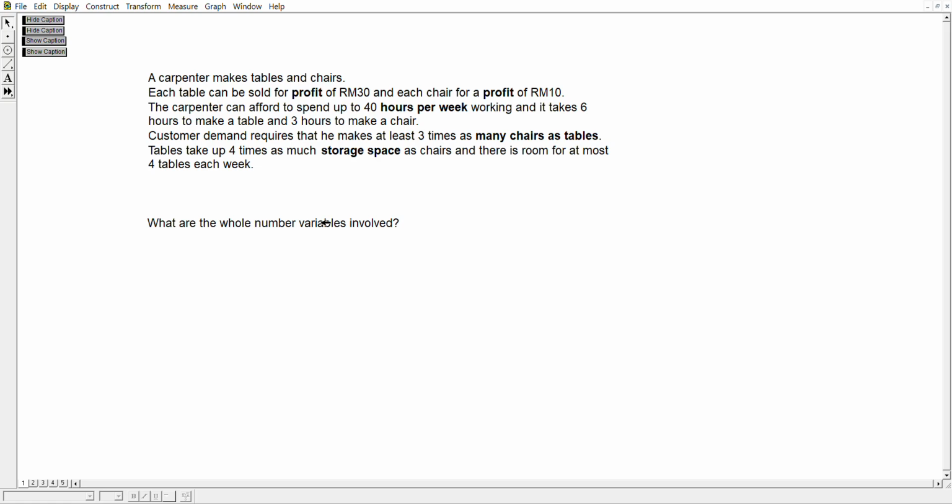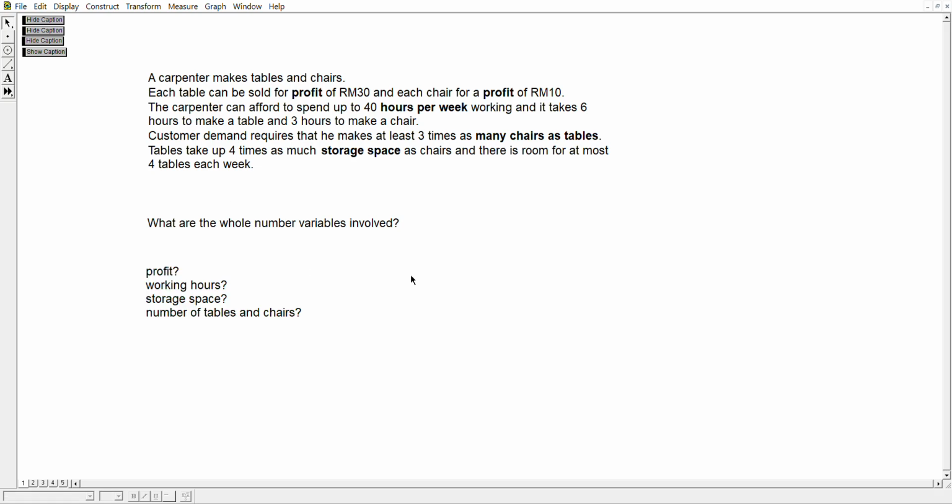In this problem you have to identify the variables. So don't tell me it's the profit, because profit is 30 ringgit, 10 ringgit; they are known, they are not variables. And don't tell me they are working hours, because 40 hours, 6 hours, 3 hours, they are known. So what are the whole number variables involved?